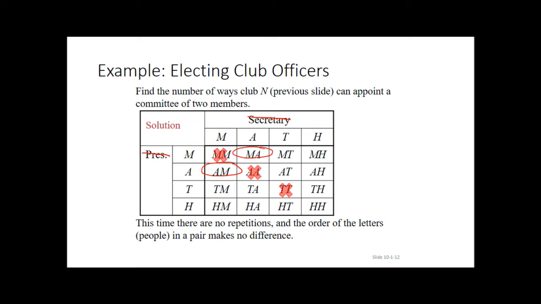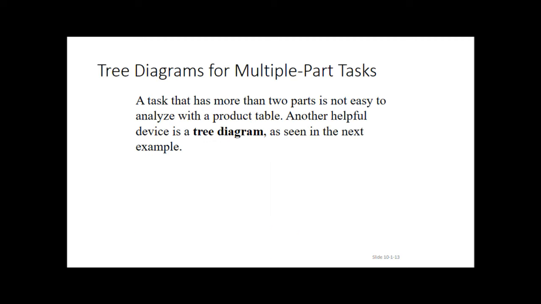Okay, so we're going to cross off our repetitions, but we also are going to cross off half of our grid because all of those are really the same as those on the other side. So we're going to have left how many? Just MA, MT, MH, AT, AH, and TH, so 6 of them. Okay? So be careful when you make your product table. You have to pay attention to context and make sure you're not overcounting.